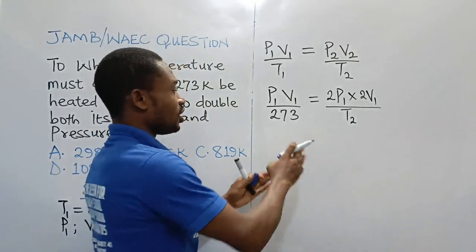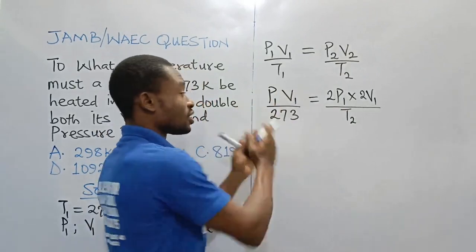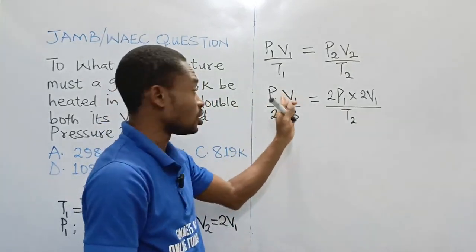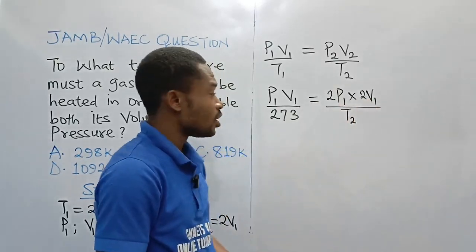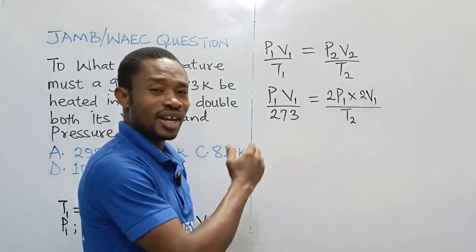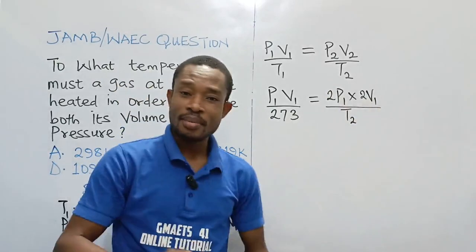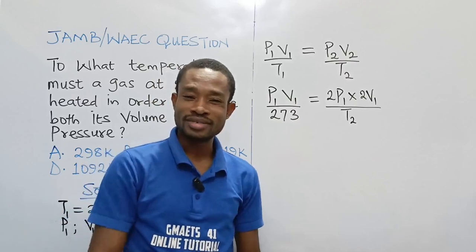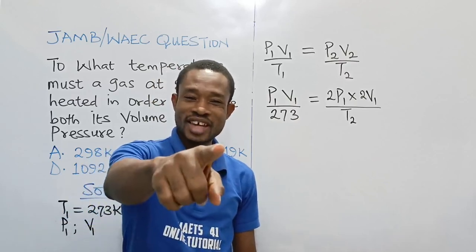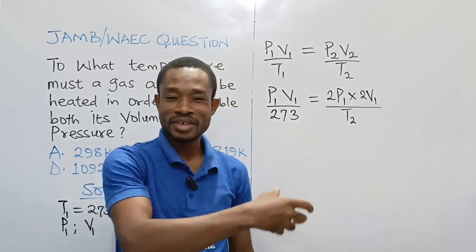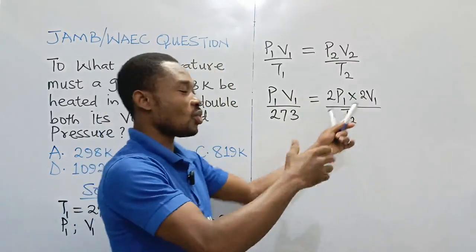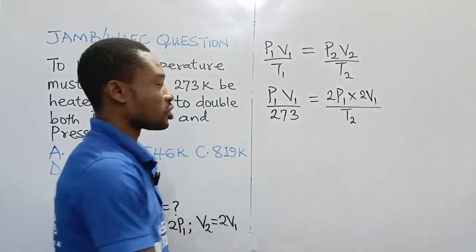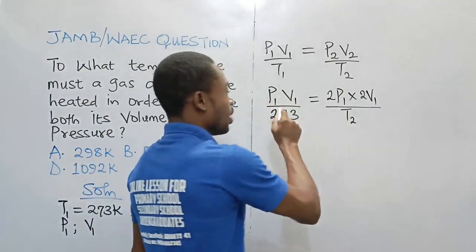But observe something here. You have P1, V1 on the left-hand side. All these things you have here is multiplication. You have P1, you also have V1 here. This is also multiplication, you know that. So you can decide to divide both the left-hand side and the right-hand side by P1, V1. Take note of that. Don't go punishing yourself, trying to make T2 subject of the formula with P1, V1, P1, V1 still left in this substitution being done. We can divide through by P1, V1.